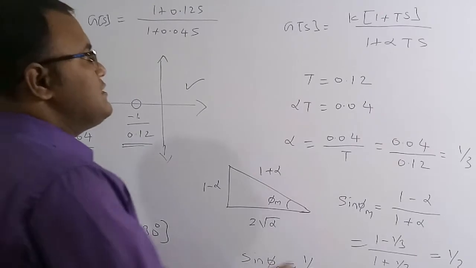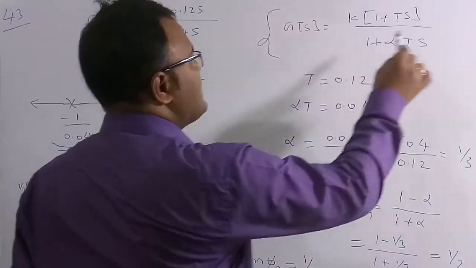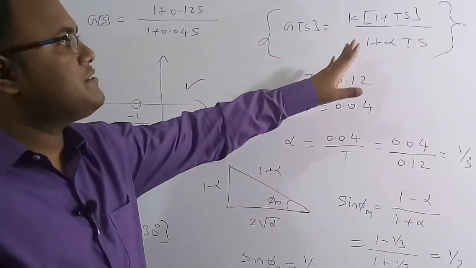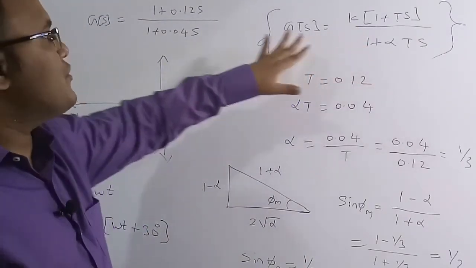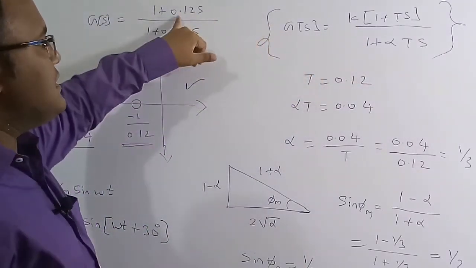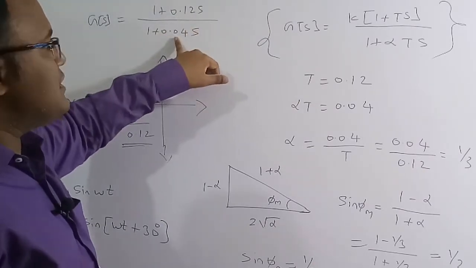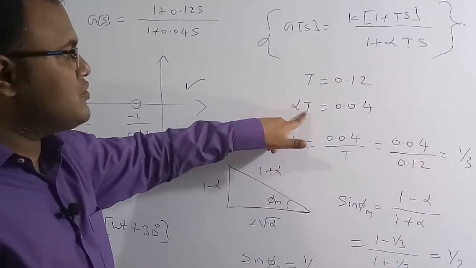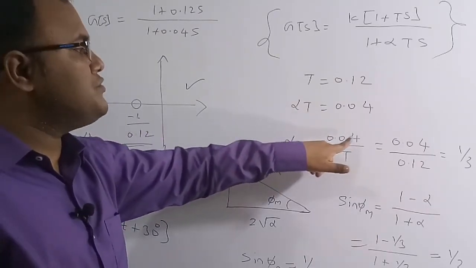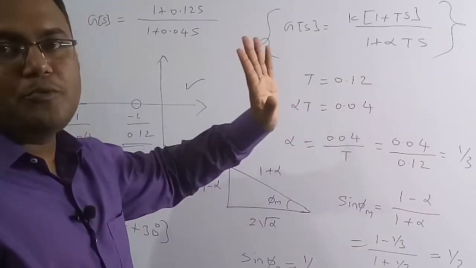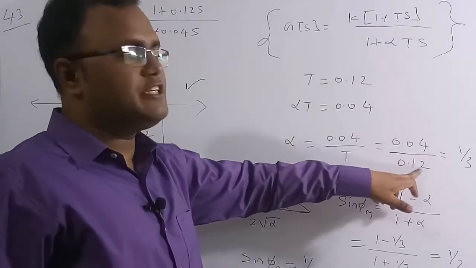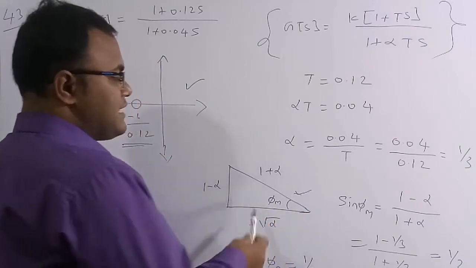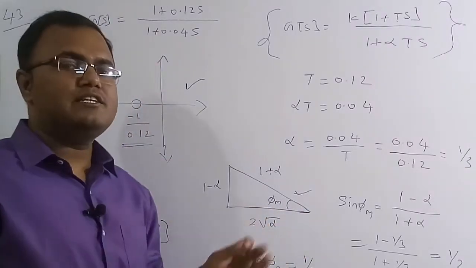The basic standard lead compensator transfer function is K into (1 plus Ts) by (1 plus alpha Ts). If you compare both equations, T is 0.12 and alpha T is equal to 0.04. So alpha is equal to 0.04 by T, where T is 0.12. If you do the calculation, we get alpha equal to 1 by 3. At the maximum phase shift, this is a triangle. If you remember this triangle, we can easily solve the numerical.